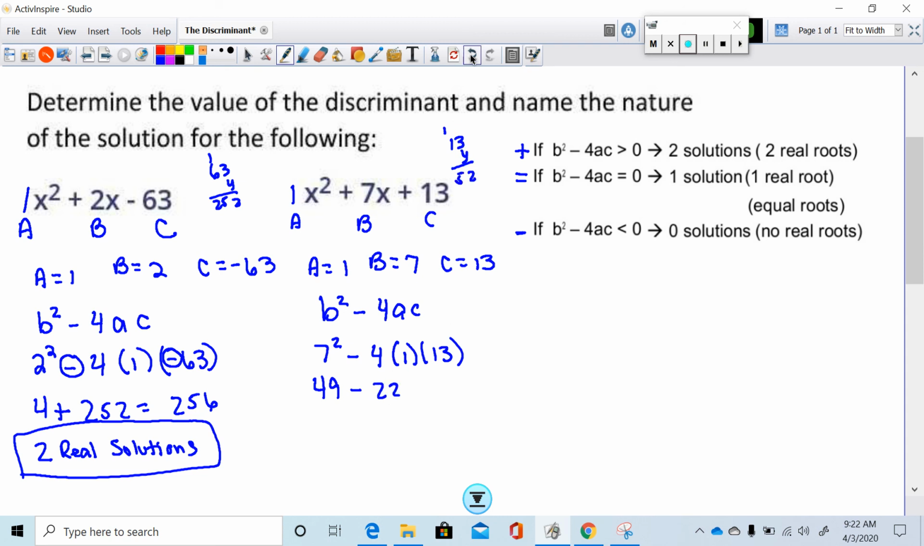I'm sorry, I don't know why I wrote 22. It's 52. And 49 minus 52 is a negative 3. Because the discriminant is negative, we have 0 real solutions. That means any solutions that I do have are going to be imaginary. If I were to graph that, it would not cross the x-axis.